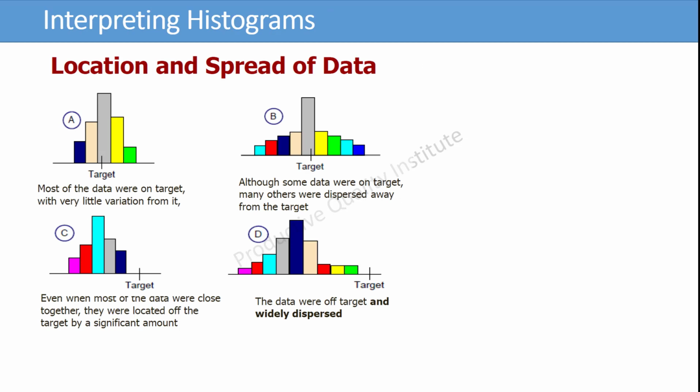Let's check different shapes of histogram, depending on the location and spread of data. For A, most of the data were on target, with very little variation from target. For B, some of the data were on target, however, many others were dispersed away from the target. For C, most of the data were close together, however, they are located off the target by a significant amount. For D, the data were off target and widely dispersed.